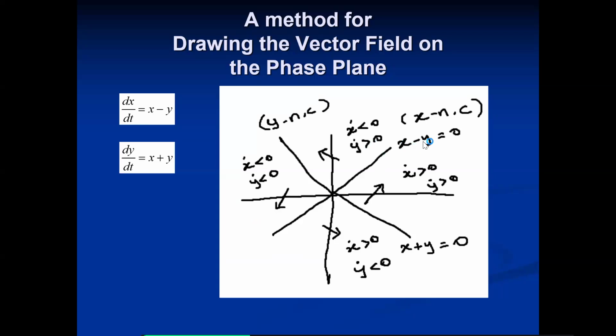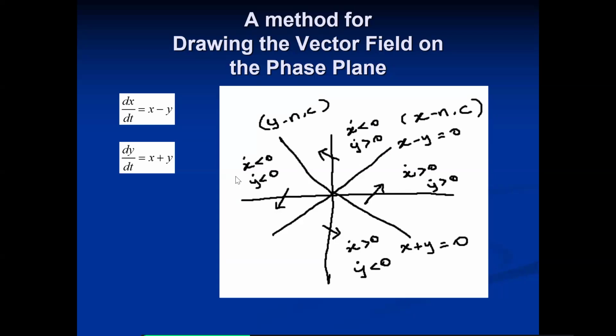Now on this line, x minus y is equal to 0. That's x dot equal to 0. Now what happens if I go above this line? If I go above this line, what that means is I'm increasing y. That means x minus y is 0 on this line. But if y is increased, then x minus y here will be negative. Which means x dot is negative above this line.